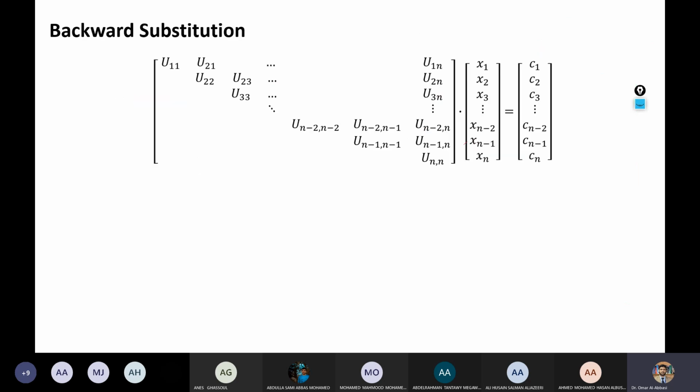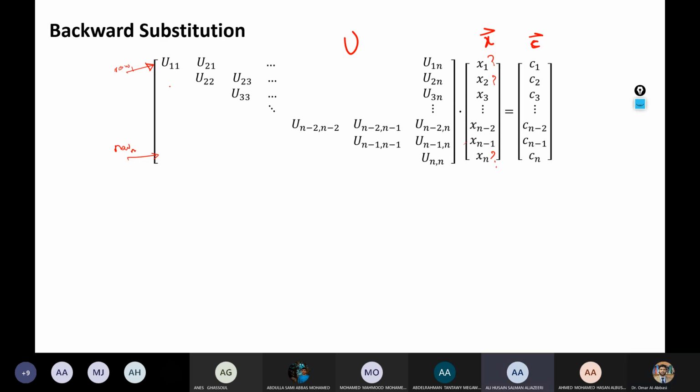Okay. Now the backward substitution. We have the factorized matrix now. This is matrix U, this is the unknown X vector, and that is C, the new C vector. So, I want to find the values of x1, x2, all the way to xn. Which one do you think I should start with? Shall I start with the first row or the last row? The last row. Okay, that's correct. But why do I need to start with the last row rather than the first row?